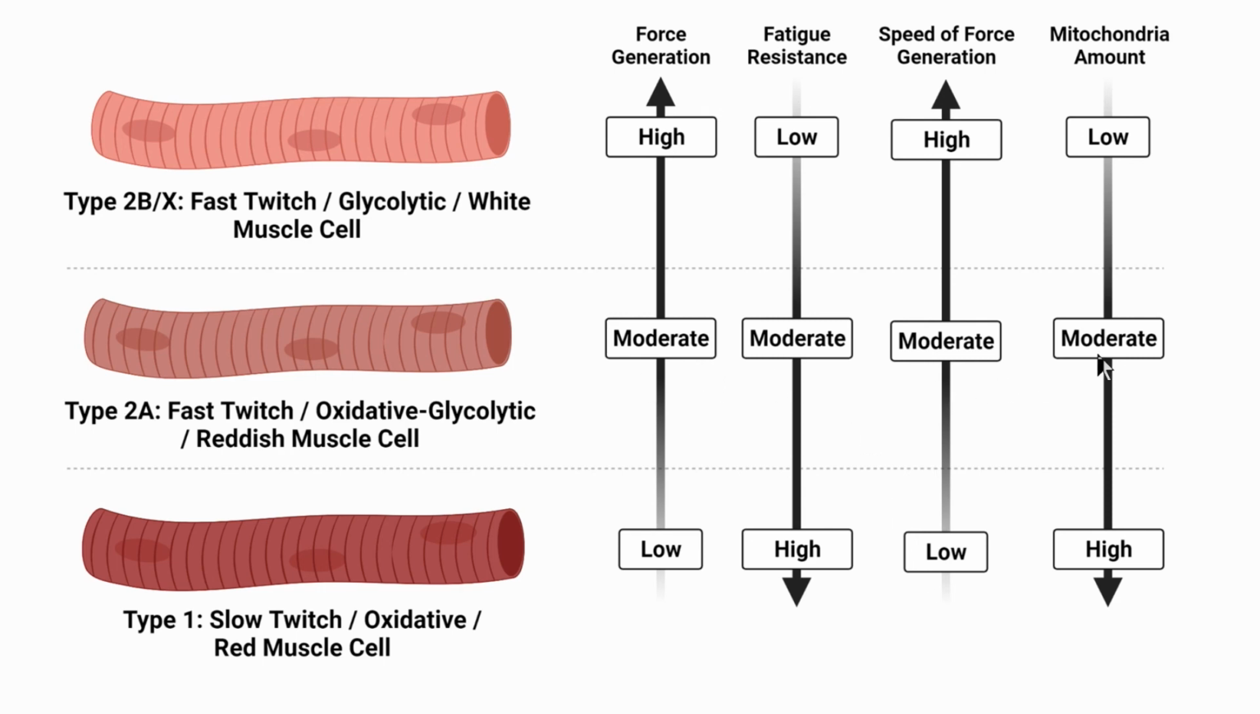And then you've got the type 2A, which are kind of in the middle. And I've created content on this before, but type 2A muscle cells are very plastic, so they can move between more of a type 1 feel and function and a type 2BX feel and function based off of the type of training that you do.